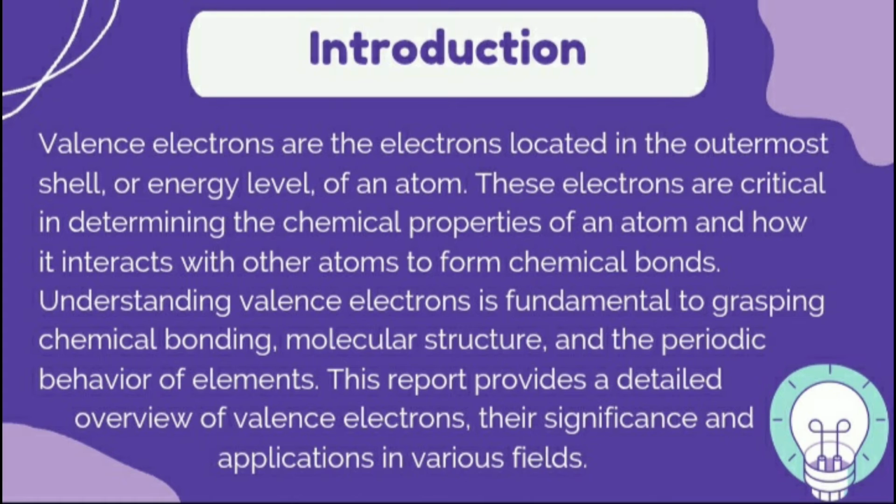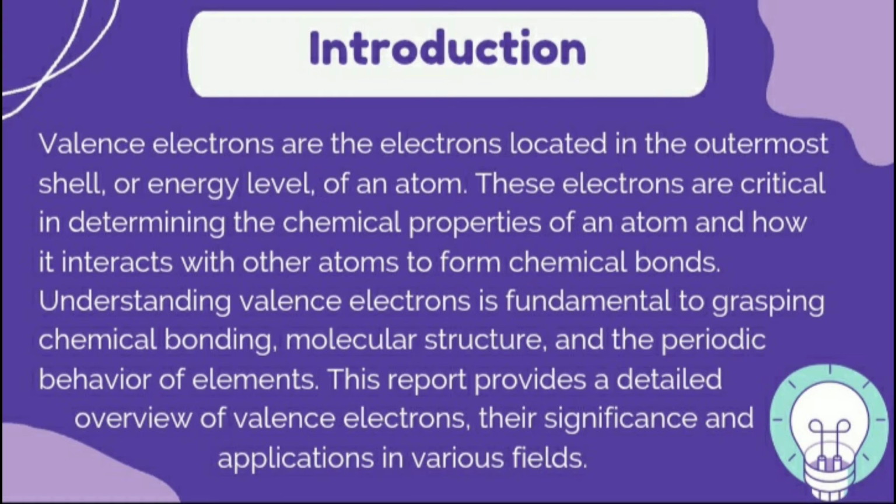Ang valence electrons are the electrons located in the outermost shell or energy level of an atom. Ibig sabihin, ang valence electrons ay matatagpuan sa pinakalabas na layer ng isang atom. Sila ang mga elektron na kasama sa pagbuo ng mga chemical bond sa pagitan ng mga atom.